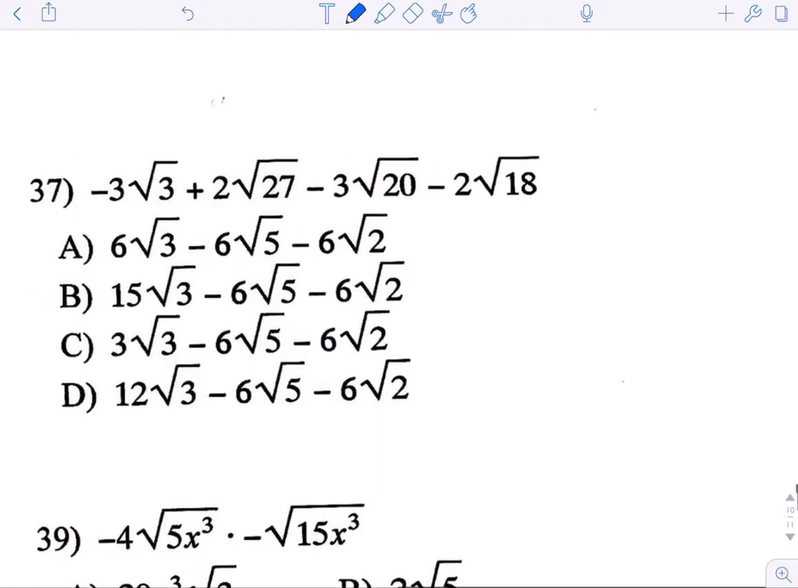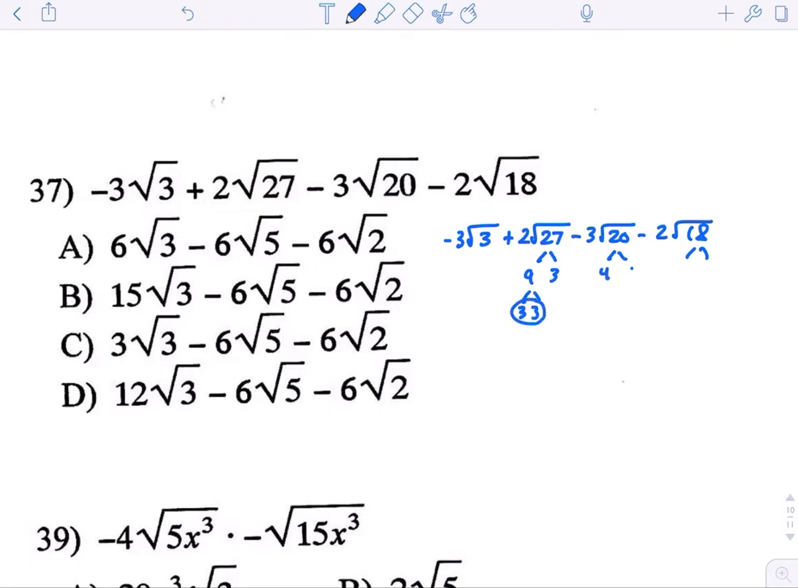37. Let's write them all down. So -3 root 3 plus 2 square root 27 minus 3 square root 20 minus 2 square root 18. So we have to factor all these out. Okay, 27, 9 and 3, 3 and 3, there's a pair. 4 and 5, 2 and 2, there's a pair. 9 and 2, 3 and 3, there's a pair. Alright, so this one's already simplified, so no need to worry about that one.